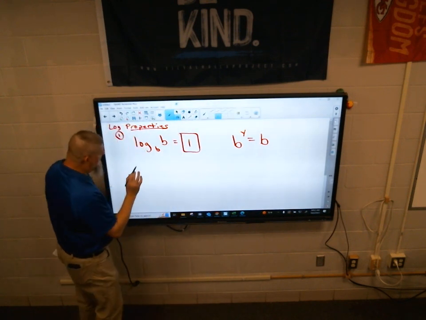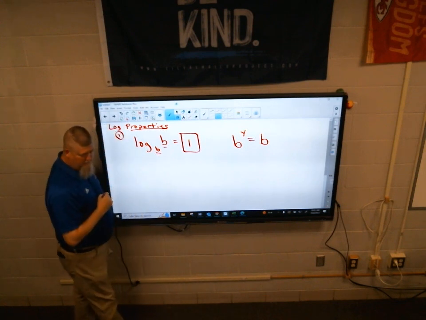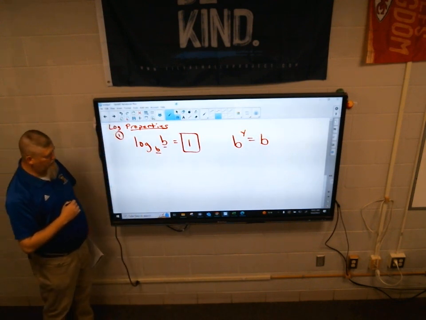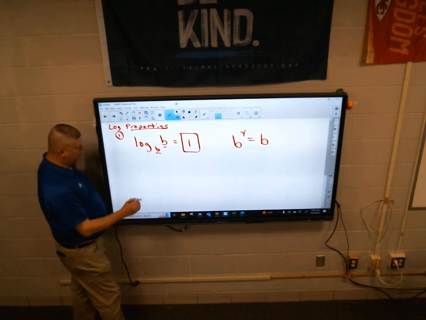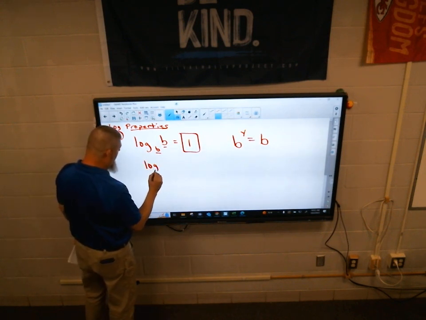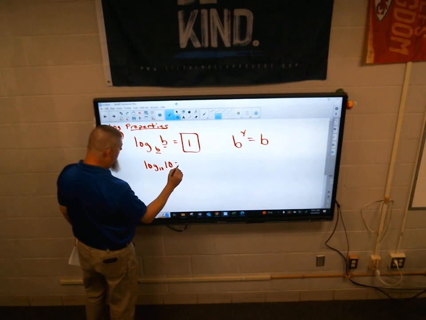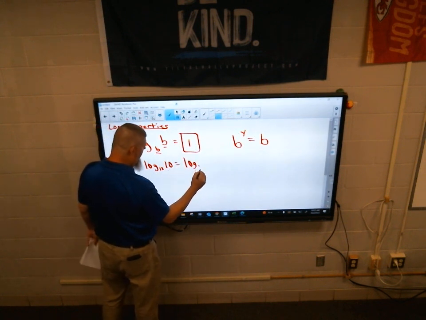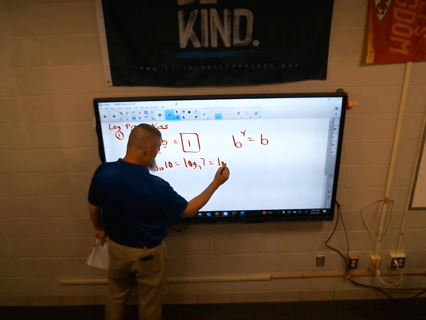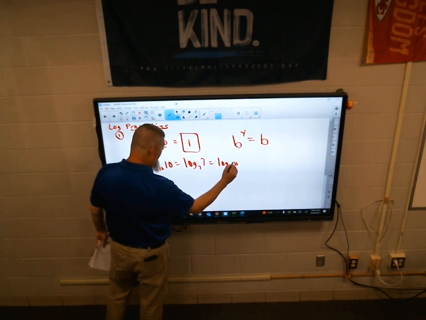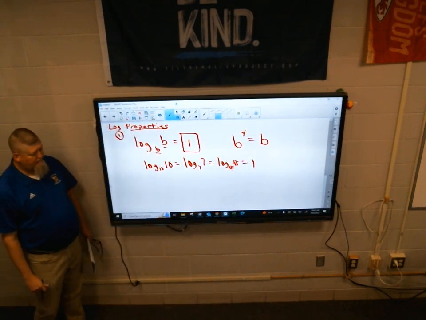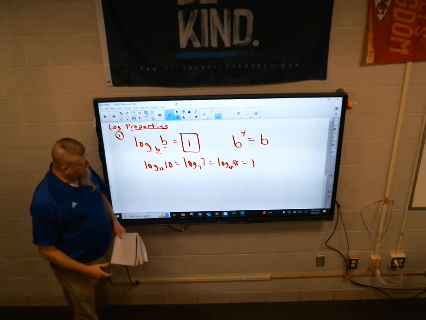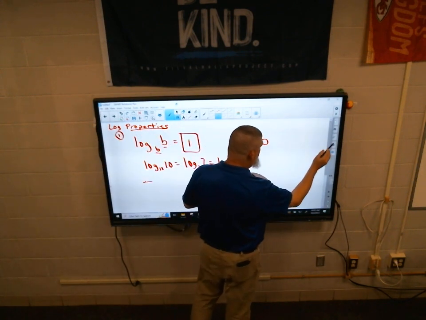And whenever these two numbers are the same, it's called the identity rule. When the two b's are the same, the answer is always going to be 1. So if I give you log base 10 of 10, which would equal log base 7 of 7, log base pi of pi, you get the idea they all equal 1. That's called the identity rule. Number 2.